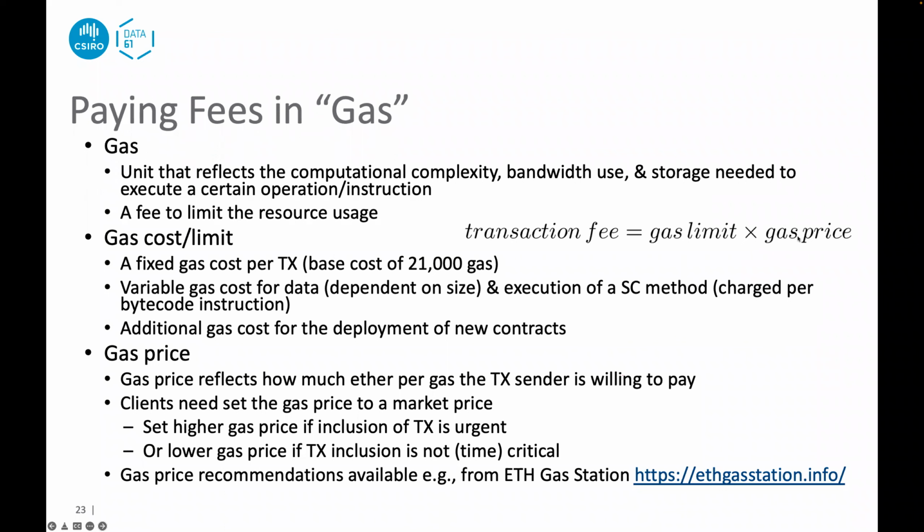And the price is essentially determined by the market. So when the network is very heavy, or heavily congested, price goes up. When the network is not so heavy, price goes down.